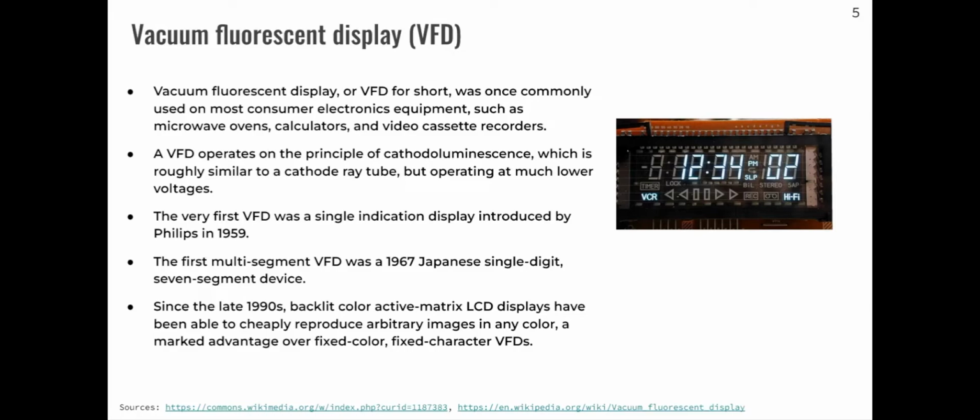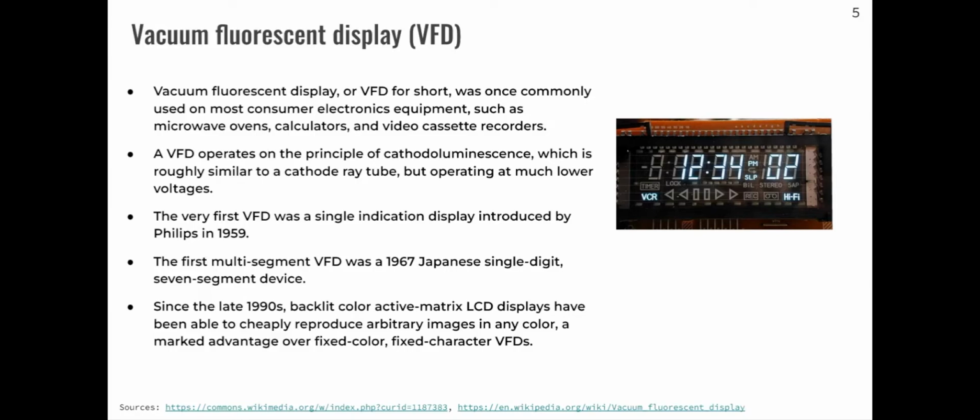The VFD operates on the principle of cathodoluminescence, which is roughly similar to a cathode ray tube, but operating at much lower voltages. The very first VFD was a single indication display introduced by Philips in 1959. The first multi-segment VFD was a 1967 Japanese single-digit 7-segment device. These displays became common on calculators and other consumer electronic devices. In the late 1980s, hundreds of millions of units were made yearly.